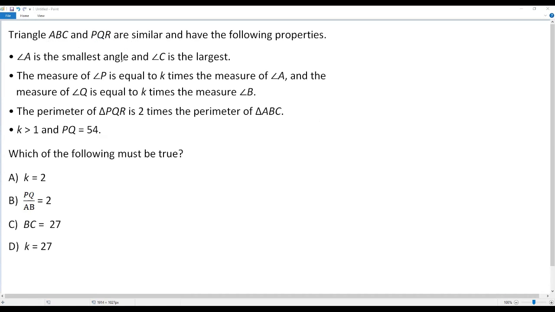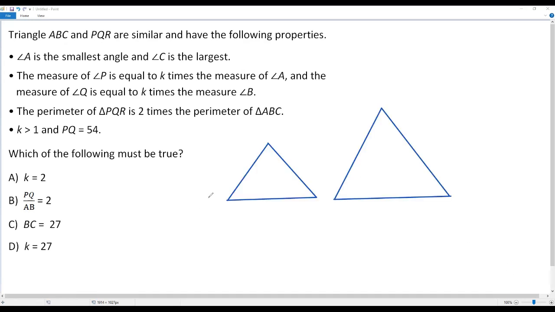Okay, first we have to draw two triangles so that the perimeter of triangle PQR is 2 times the perimeter of triangle ABC. Now let me draw the two triangles. Here I have drawn two triangles. We have a smaller triangle and a bigger triangle, and the smaller triangle is ABC and the bigger triangle is PQR, because the perimeter of triangle PQR is 2 times the perimeter of triangle ABC. Now let me mark the vertices. Here we have A, B, C, and here we have P, Q, R.